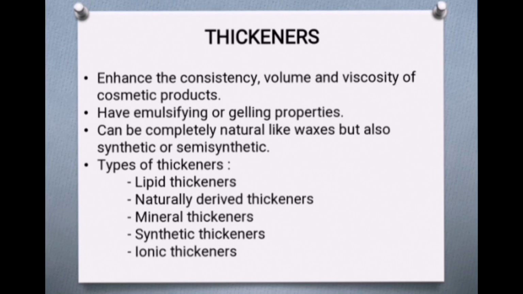The types of thickeners. First is lipid thickeners, for example carnauba wax and stearic acid. Then naturally derived thickeners, for example bean gum, xanthan gum and gelatin. Then mineral thickeners, for example silica, bentonite and magnesium aluminium silicate. Then synthetic thickeners, for example carbomer and PVP. And the last one is ionic thickeners, for example NaCl.